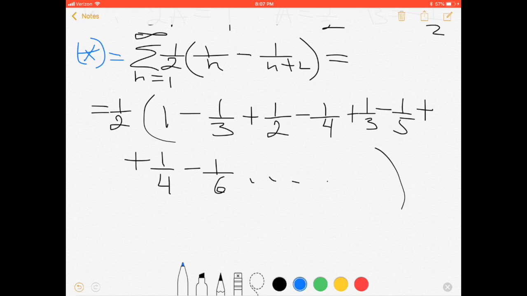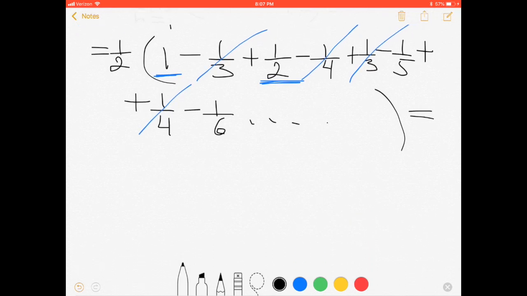This means what we have here: 1/3 cancels, 1/4 cancels, I'm absolutely sure 1/5 and 1/6 cancel, and you have only two terms that stay, 1 and 1/2. This means we have 1/2 times 3/2. It will be 3/4, because 1 plus 1/2 is 3/2 and multiplied by 1/2.